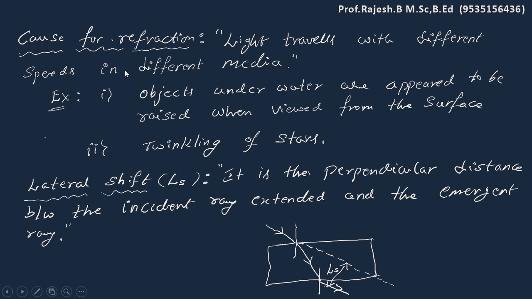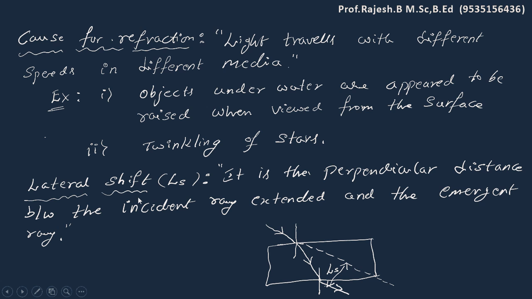So what is the main reason? Because light travels at different speeds in different media. In air it has one speed, in water another. So when it enters from air to water it bends, water to glass it bends, because optical density is different for different media. Any two examples for refraction? Any object kept under water appears to be raised. Next, twinkling of a star is also a refraction example.